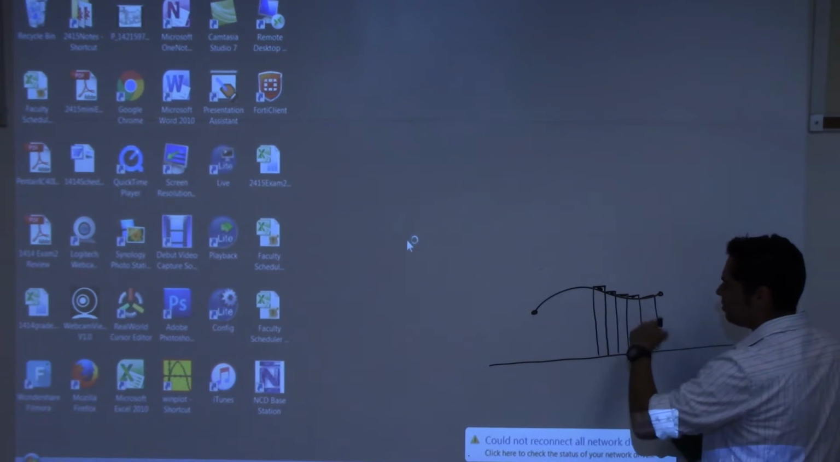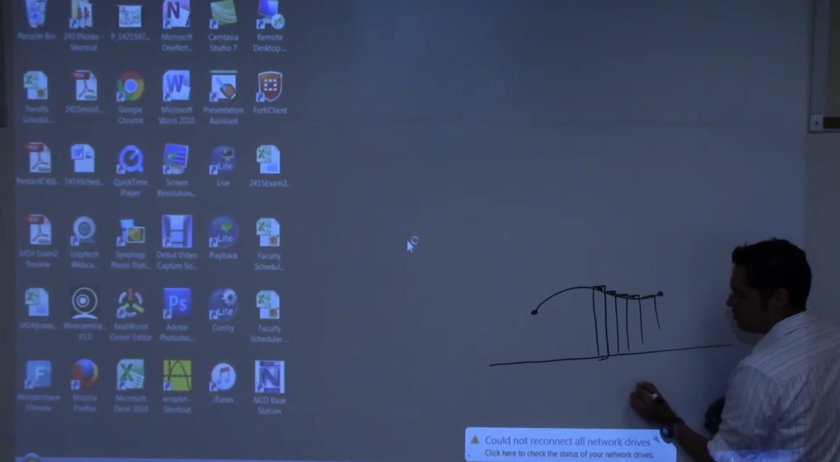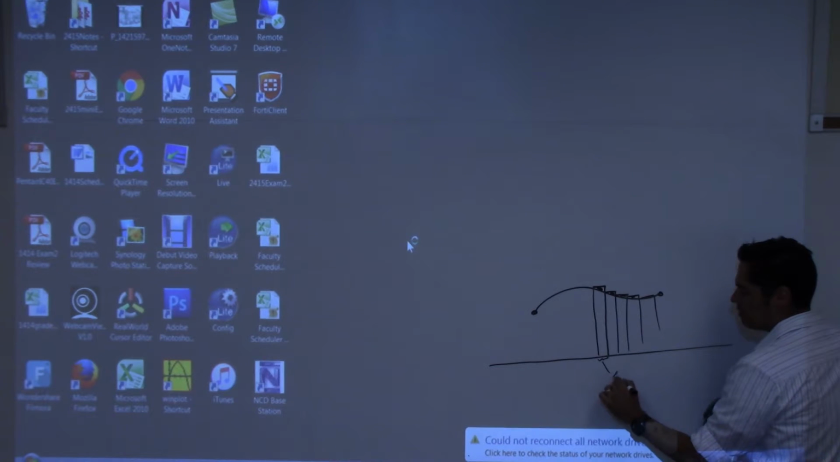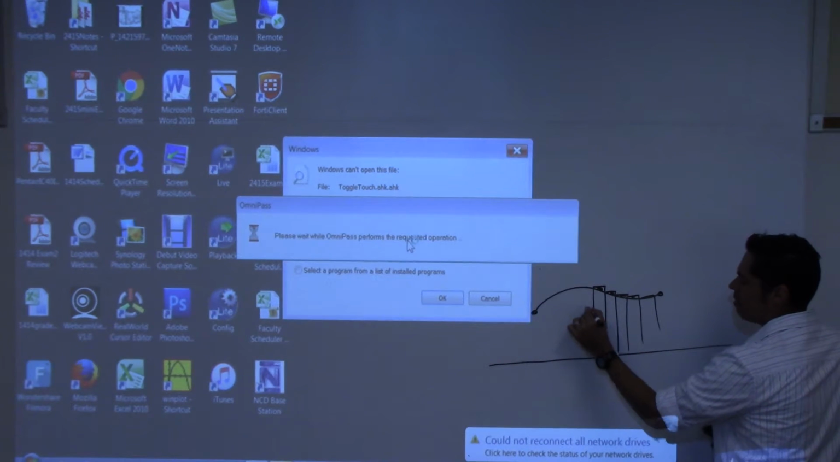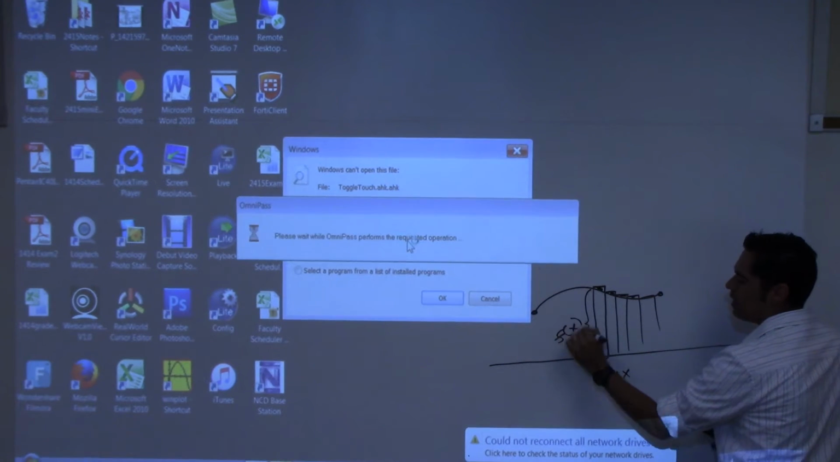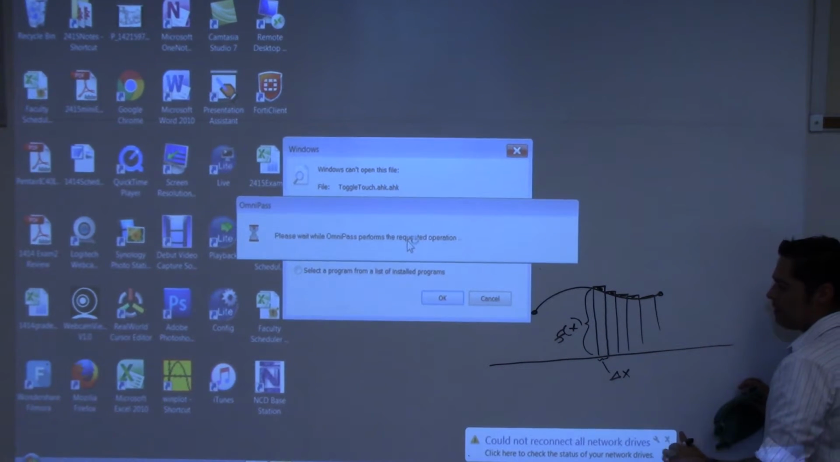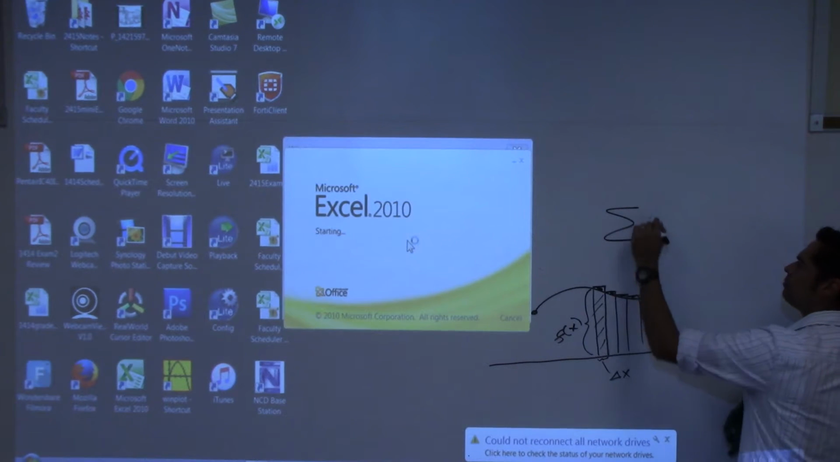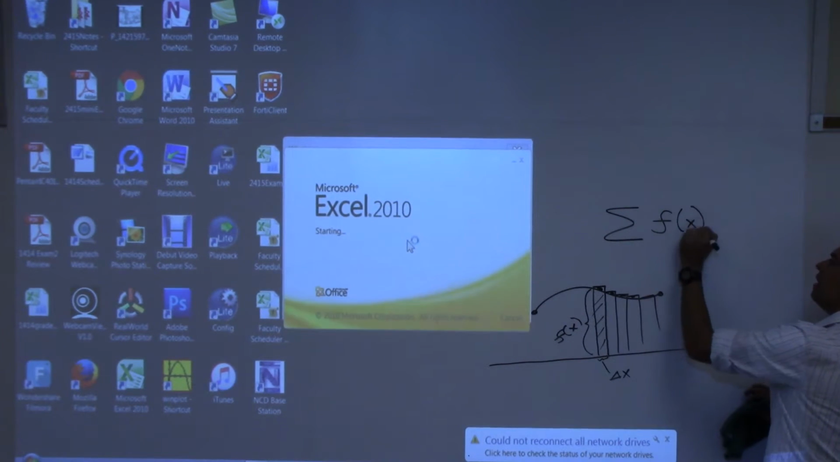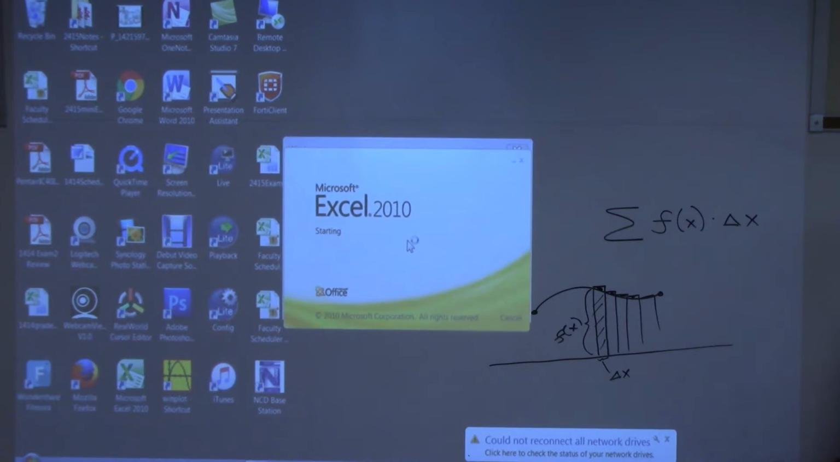So the way we look at this is that the width of each of those we call delta x. That's the change in x. The height of this right here is just the function's value at x. And that's the area of one of these. And if I want to add them all up, it's the height times the width, right? That's the height of the rectangle times the width.